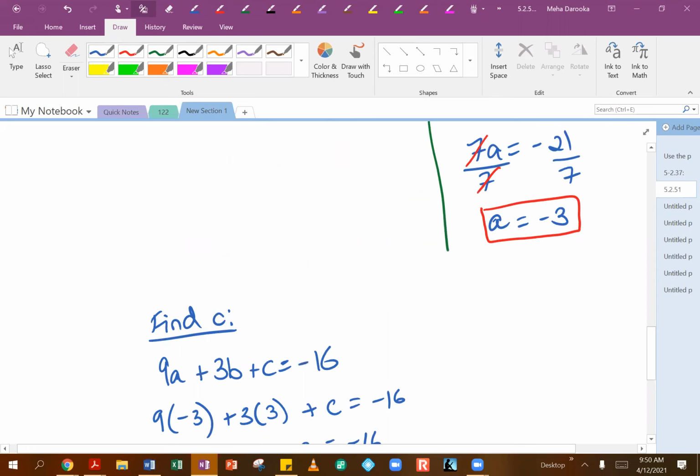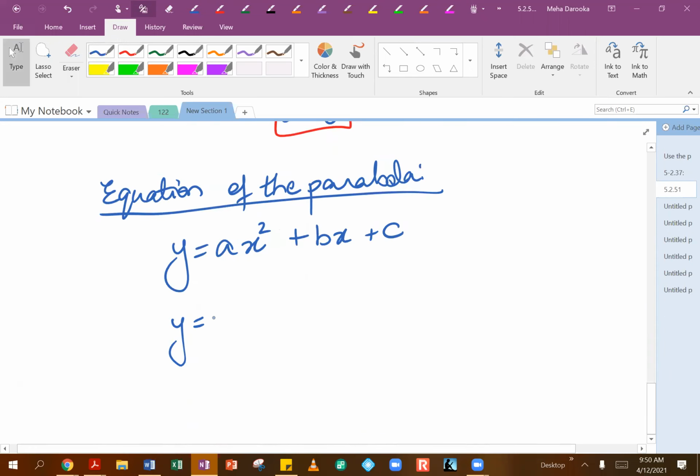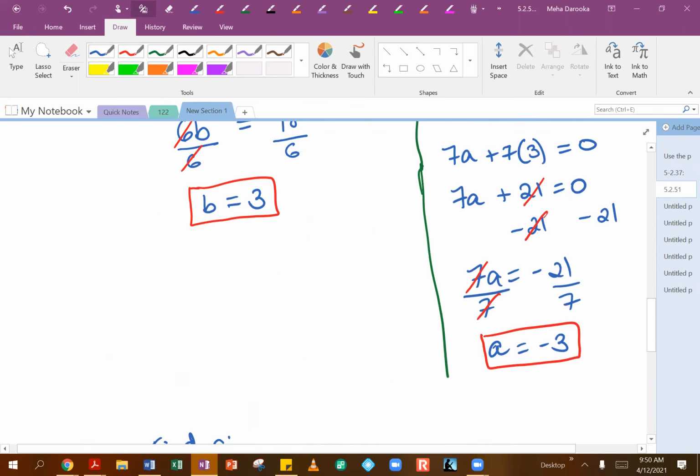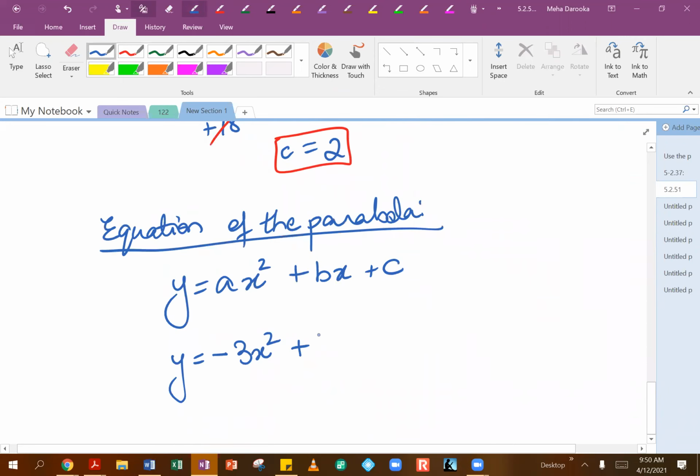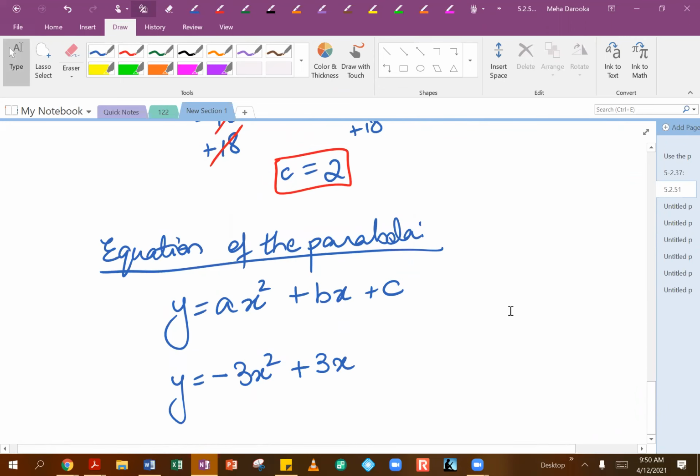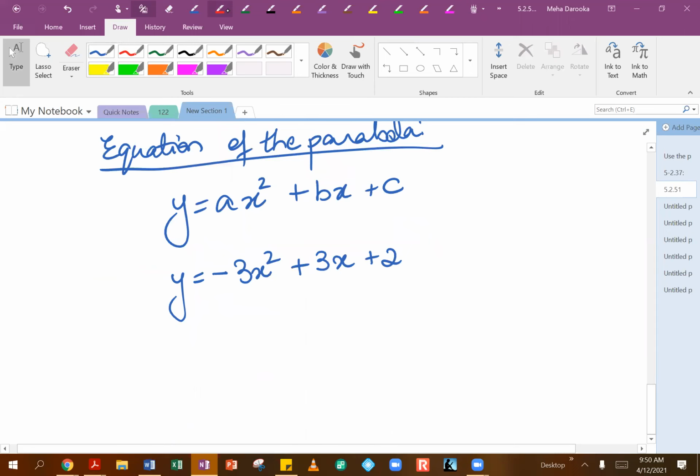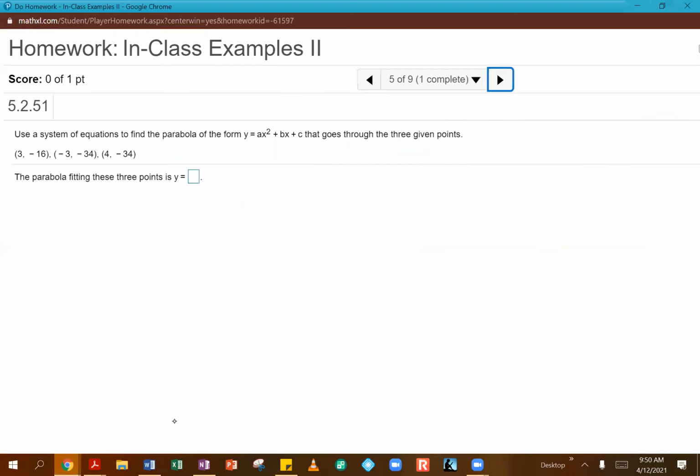So A was negative 3. So that means you will have negative 3x squared. B was positive 3. So this will become positive 3x. And then C was positive 2. So this guy will become positive 2. So this is what your final answer will be, not the individual values for A, B, and C. So negative 3x squared plus 3x plus 2.